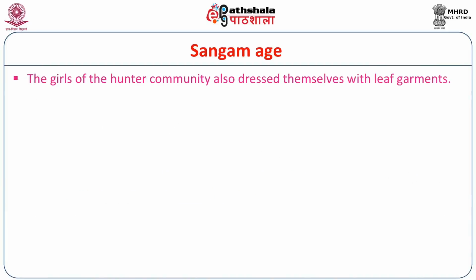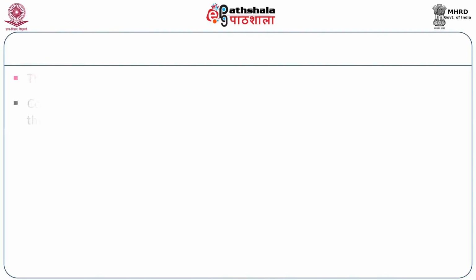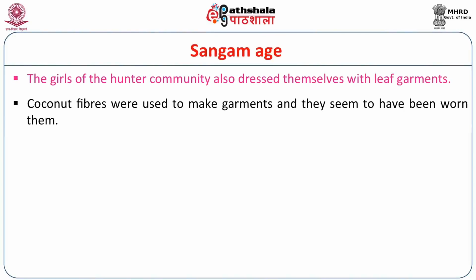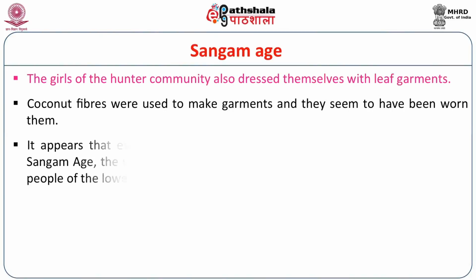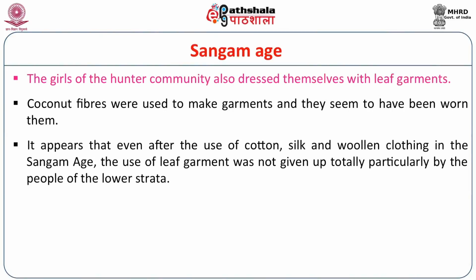The girls of the hunter community also dressed themselves with leaf garments. And this is not only special to the Sangam literature, we also have such representations in other literatures too. Coconut fibers were used to make garments and they seem to have been worn. It appears that even with the use of cotton, silk and woolen clothing in the Sangam age, the use of leaf garment was not given up totally, particularly by the people of the lower strata.